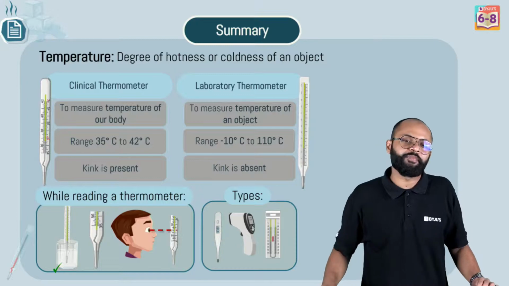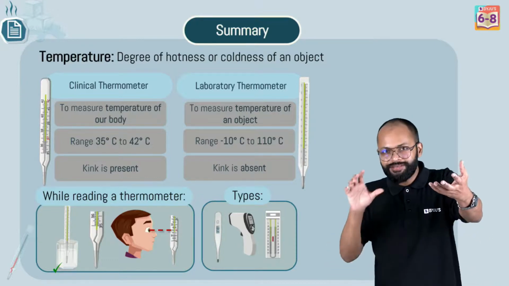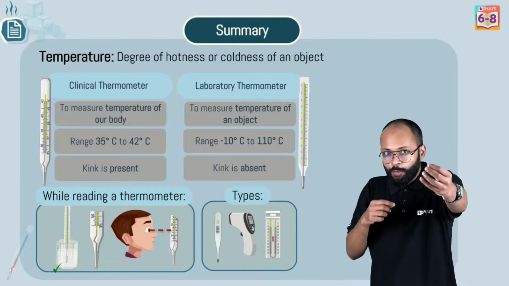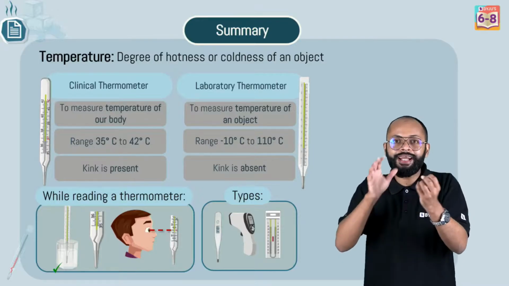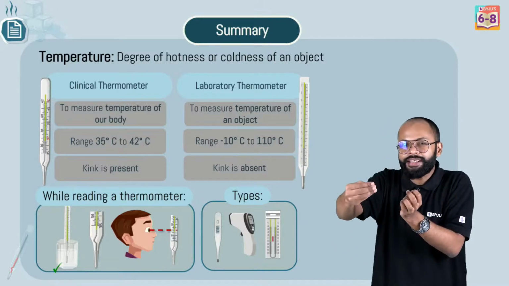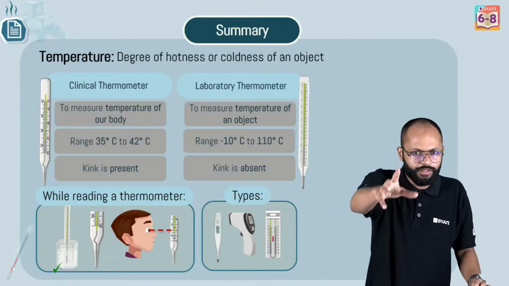Without contact, Deepa, see, every body gives out radiation. So this thermometer measures how much radiation is coming from your body, and then calibrates itself to tell how much temperature the body is, right? So that's why.